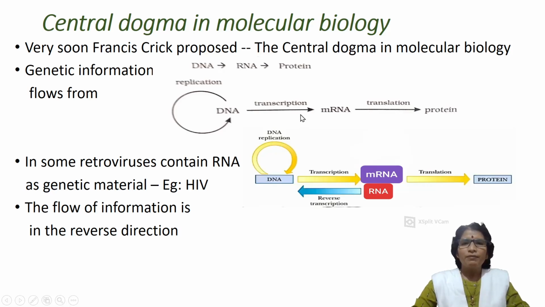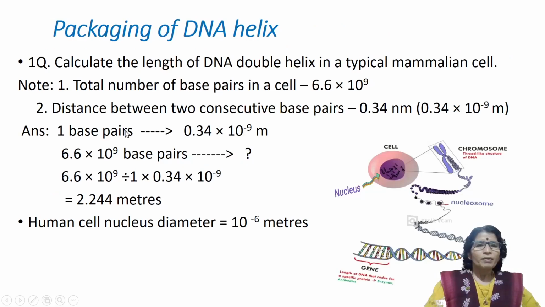Here, what is the difference between transcription and reverse transcription? Transcription means mRNA is produced from DNA. Reverse transcription means DNA is produced from RNA. In this way, the flow of information is in the reverse direction in the case of retroviruses which have RNA as their genetic material. When we see the packaging of the DNA helix, how a lengthy DNA condenses and forms chromosomes which are located in a particular region, that is the nucleus.